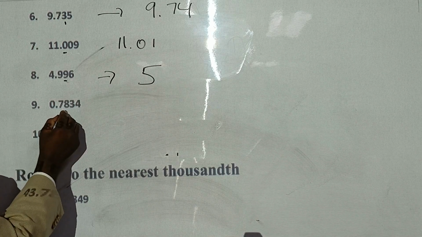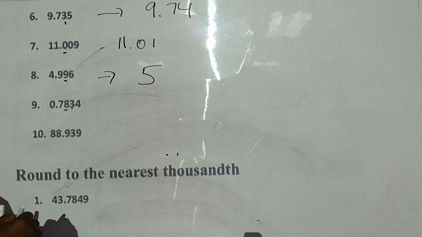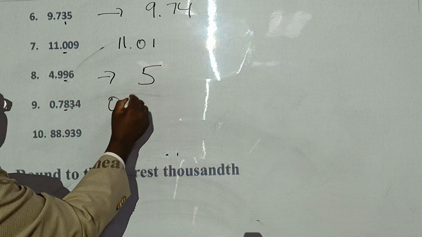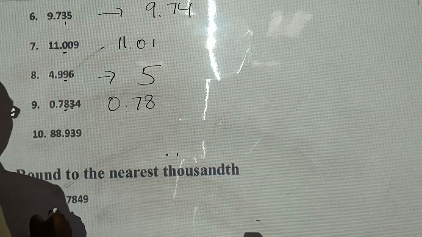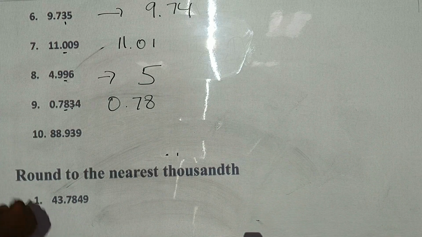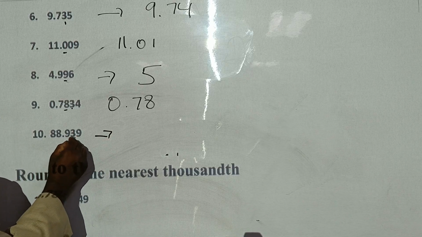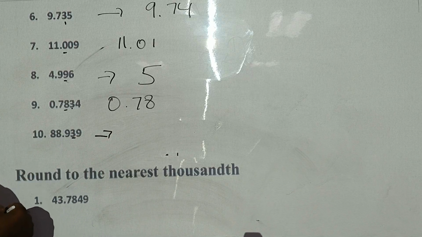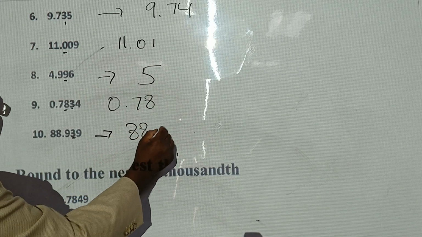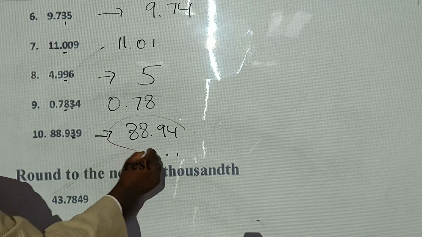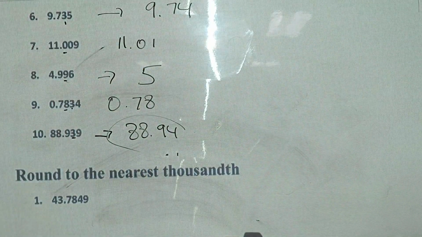Let's look at number 9, 0.7834. Our hundredth place is 8. The 3 after that is less than 5, so everything will drop. This becomes 0.78. Number 10, 88.9339. As you look at it, our hundredth place is 3. The number after the hundredth place is 9, which is 5 or more, so this will become 88.94.